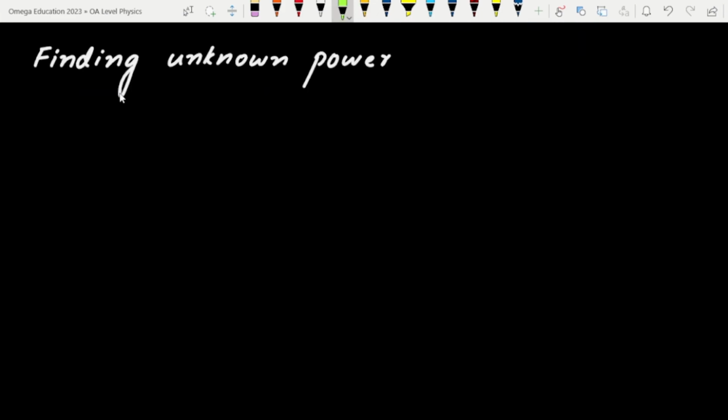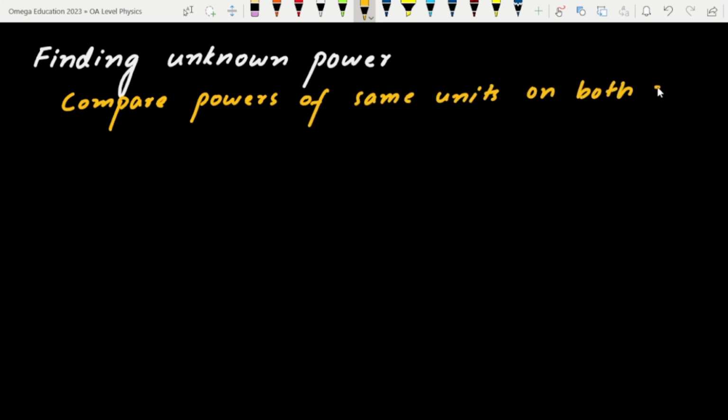Let us treat the first case, in which they ask you to find the unknown power of an expression or of a quantity. All you have to do in this one is compare the powers on both sides of the equation, provided they have the same units. So compare. Let us start off with an example.